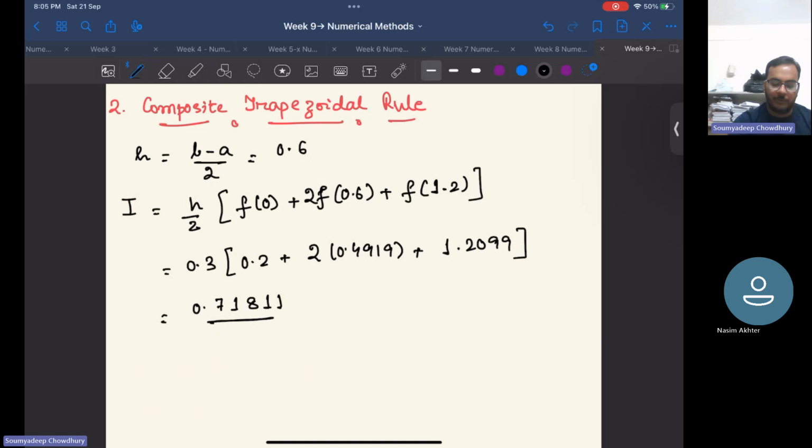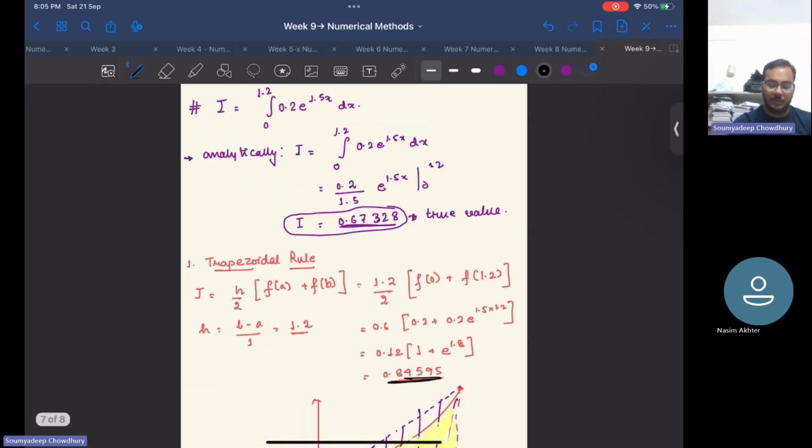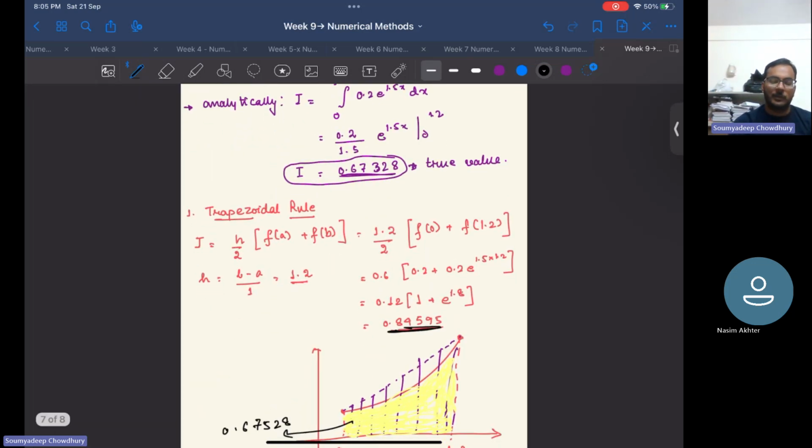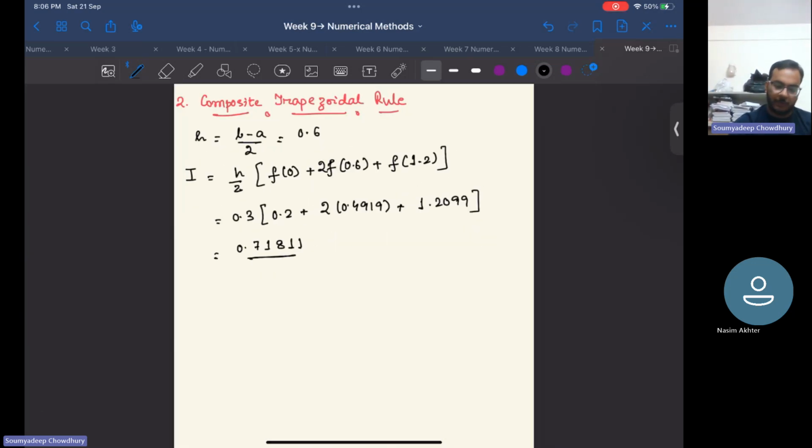So you can see the actual value was how much? 0.67328. And from single trapezoidal rule, we got 0.84595. Now, if you use composite trapezoidal rule, that is trapezoidal rule with a lower value of h, it is 0.71811. So this is more accurate, right? As you decrease this h, that is, as you reduce the step size or as you increase the number of sub intervals, your answer is becoming more accurate. Is it clear? Yes, it is clear.